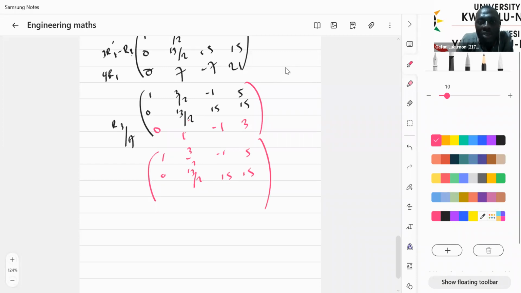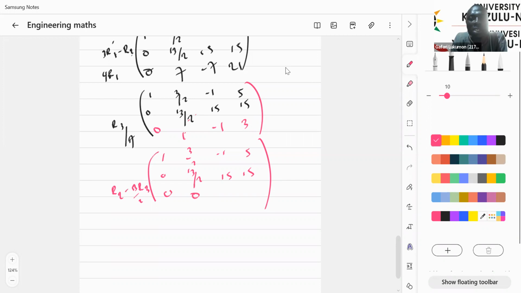Okay, then you can just say R2 minus 13 over 2, R3. You understand now? So R2 0 minus 0, this will give me 0. 13 R2 minus 13 over 2 times 1. That is also 13 over 2. 13 over 2 minus 13 over 2. That's going to give me 0.